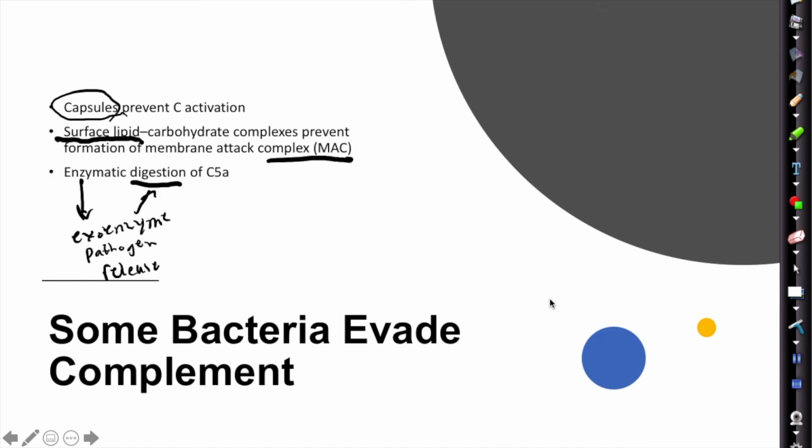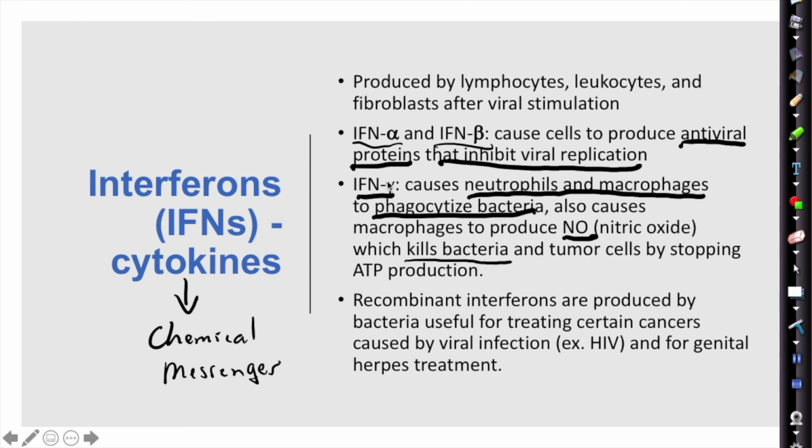That's what opsonization is. So some bacteria can get around that complement binding, so capsules, obviously. Carbohydrates prevent the formation of the MAC complex, so now you can't make the holes in it. And you can even have some that do make an exoenzyme that will digest complement proteins and therefore render the complement proteins useless.